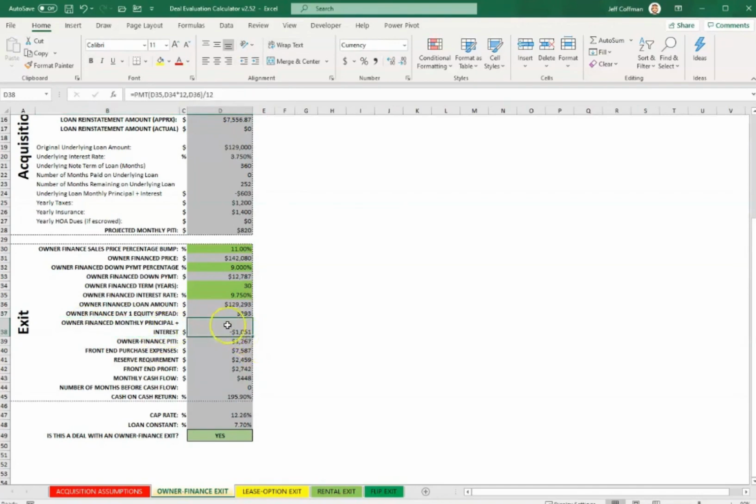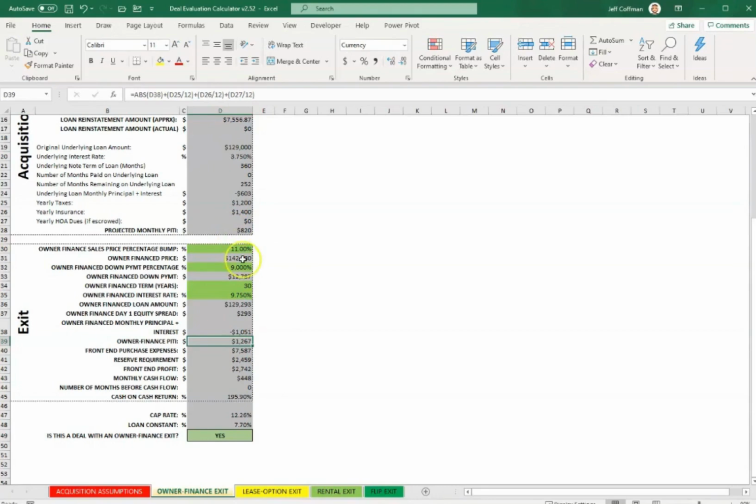So we can already see that I have a spread between what they're paying and what I'm paying on the underlying note. So after taxes and insurance are calculated for the owner finance buyer that I'm selling to, this is what their monthly payment will be, $1,267. And you can see that we've got a decent little spread here. $1,267. My payment on the underlying note is $820. So we're a little over $400 a month in cash flow there.